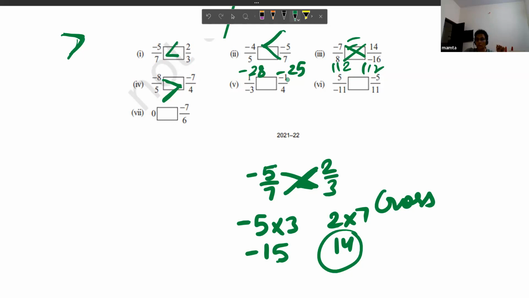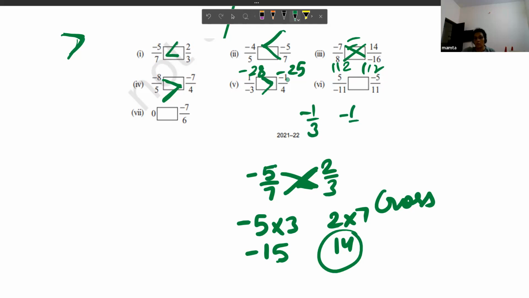Kritvik. Ma'am, fifth one. Ma'am, 1 by minus 3. Yes. 1 by minus 3, ma'am. 1 by minus 3 is larger. Why? Ma'am, because 1 into 4 is 4 and minus 1 into minus 3 is 3 only. So this one is larger. Yes, correct.